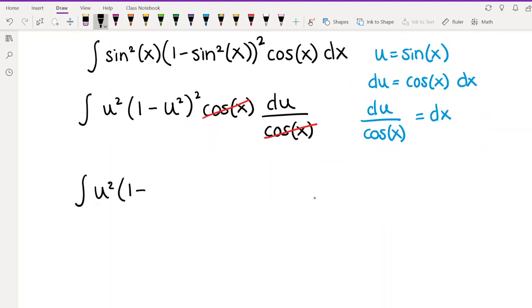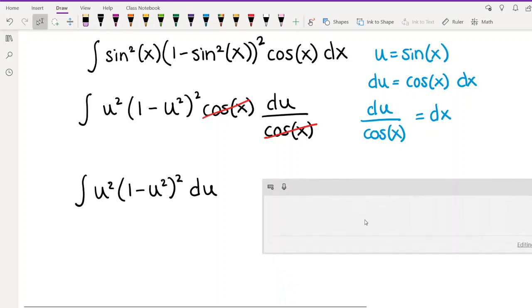And so how would you actually go about evaluating this? Well, you would have to multiply everything out, right? You would want to figure out what 1 minus u squared, squared is, multiply that out, multiply it with u squared, and then you'd have a polynomial that you know how to evaluate. So I'm just going to leave it here and trust that you would know how to go from here. But yeah, this will work any time that you have an odd power of cosine.